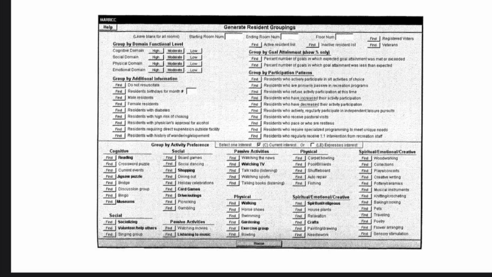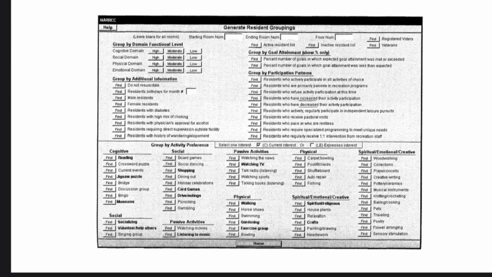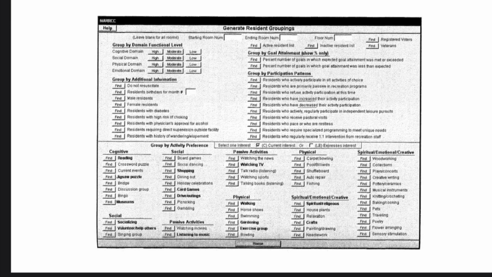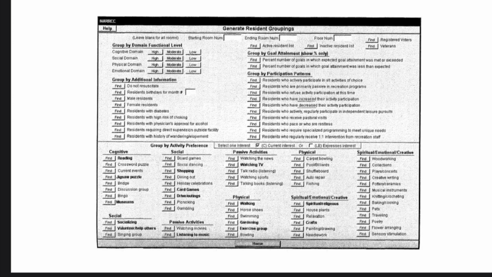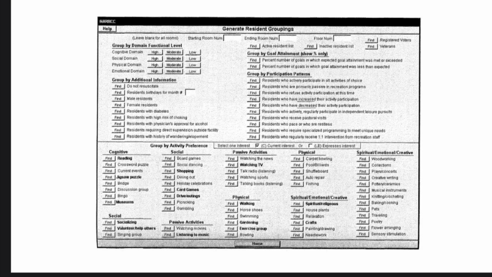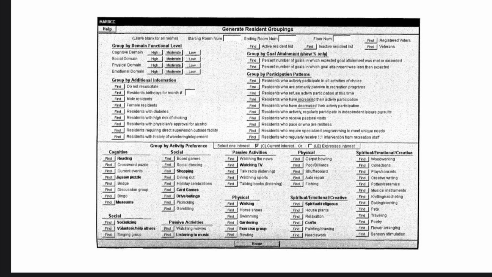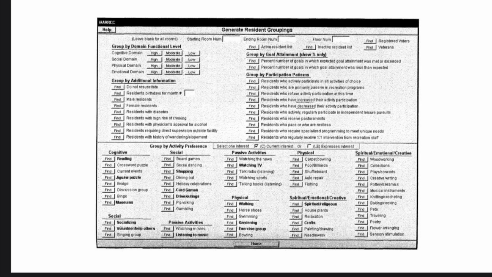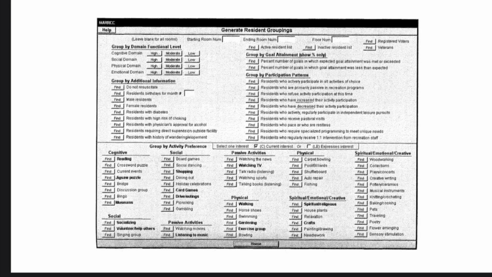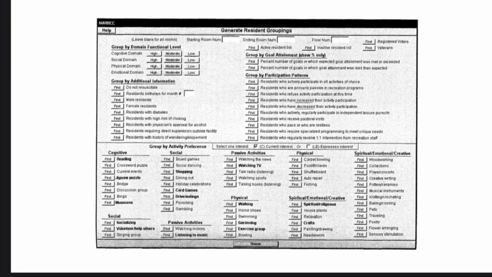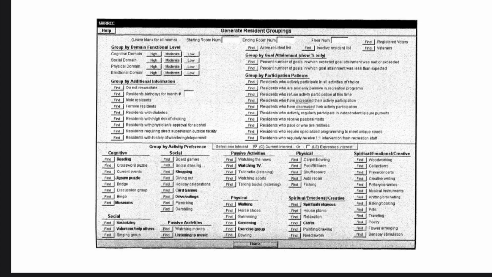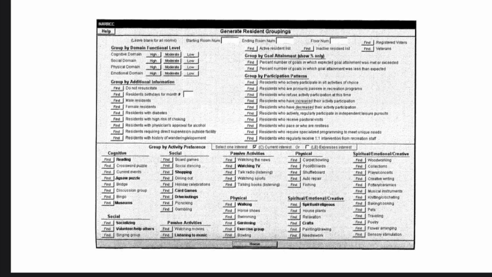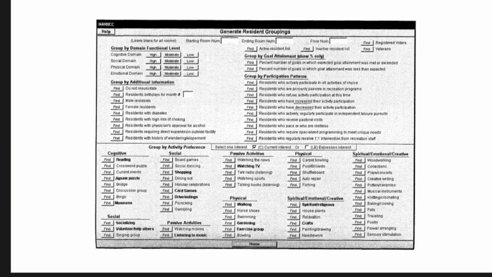So the next section is called Generate Resident Groupings. In this section, there are a lot of different components. There's group by domain functional levels, group by goal attachment, group by additional information, and group by participation patterns. And below that, there's group by activity preferences. And there are a lot of different sections for activity preferences. There's cognitive, social, passive activities, physical, and lastly, spiritual/emotional/creative. So a couple of these activities are maybe reading, jigsaw puzzles, museums, shopping, card games, socialization, volunteer, help others, listening to music. So the recreational therapist would fill this out with the observation of the client and their functional ability.